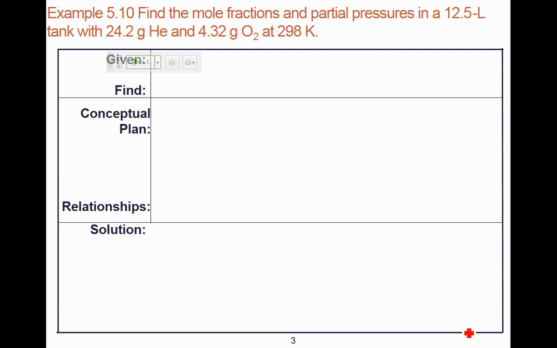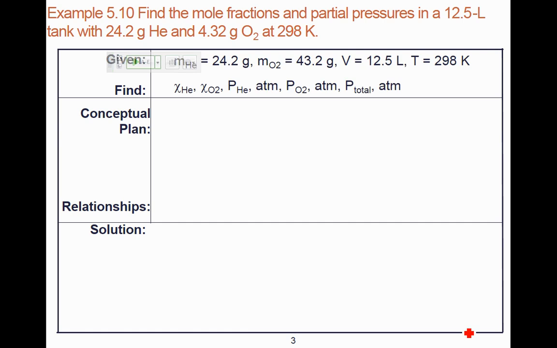We want to find the mole fractions and partial pressures. So that's just the pressure of each gas in a tank with 24.2 grams of helium and 4.32 grams of oxygen at 298 K. That doesn't really matter. What does matter is that what we're given is our amount of our gas in grams, and we can't relate grams, so we will have to convert that to moles. And again, what we're doing is relating grams here.